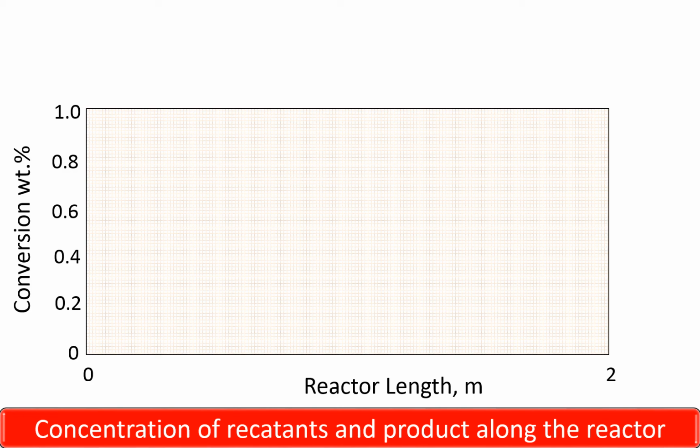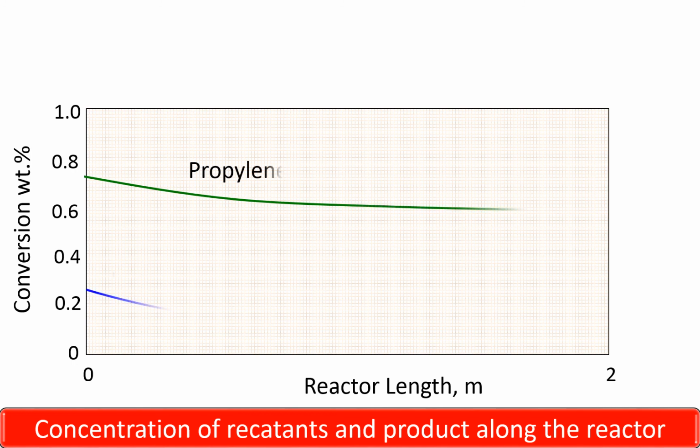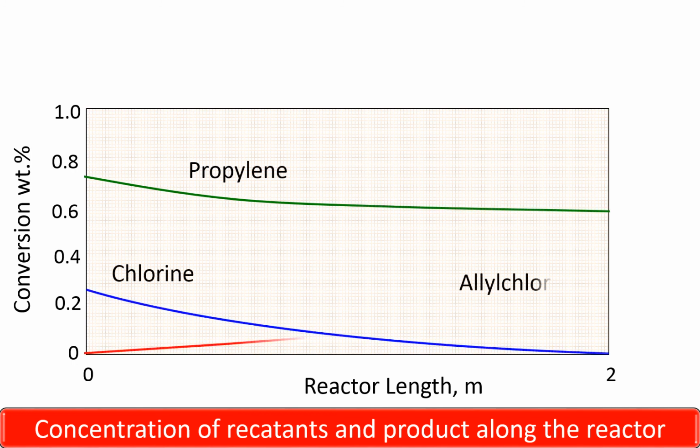This graph is an illustration of the change of concentration of reactants and products along the length of the reactor. Chlorine, being the limiting component, decreases progressively and becomes zero at the end of the reactor. Allyl chloride, the product, increases in concentration progressively along the length of the reactor.